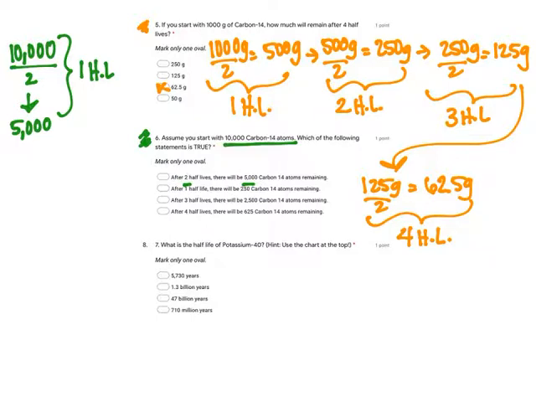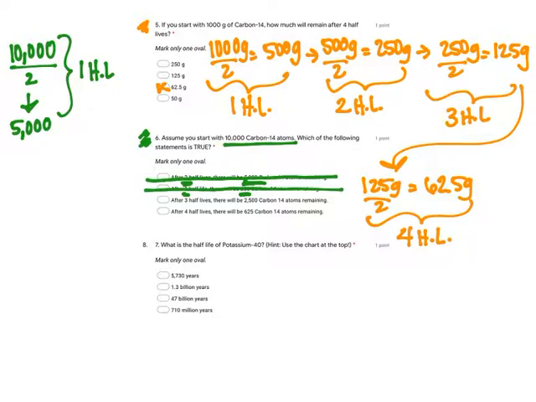So we already know that this first option is not true because this is the quantity of carbon-14 atoms that remain after 1 half-life. So we can get rid of this option. We can also get rid of the second option. After 1 half-life, 250 carbon-14 atoms remain. We see that's not the case already in our math, so we can get rid of that as well. After 3 half-lives, there would be 2,500 carbon-14 atoms remaining. Let's see if that's true.